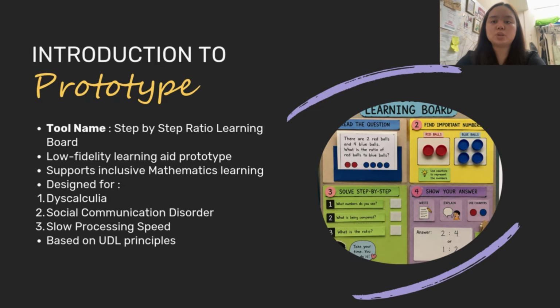Our prototype is called the Step-by-Step Ratio Learning Board. It is a low-fidelity learning aid redesigned to support students with dyscalculia, social communication disorder, and slow processing speed during mathematics lesson on ratios and word problems. The prototype used UDL principles to create a more inclusive and supportive learning experience.